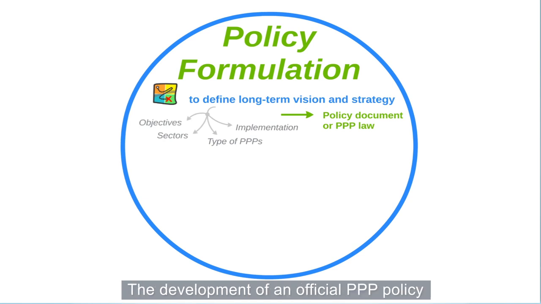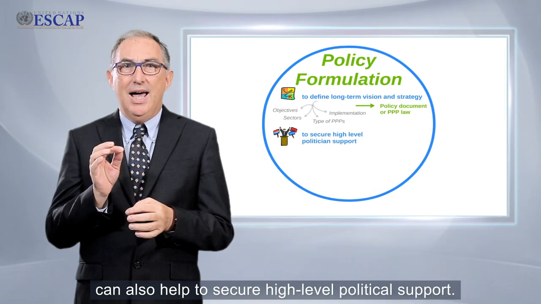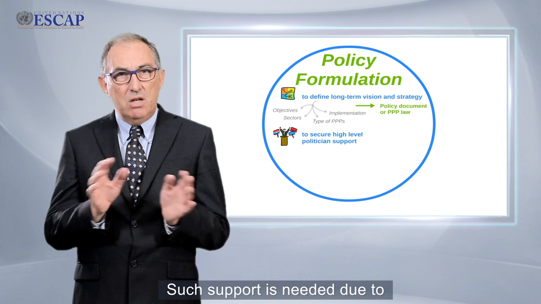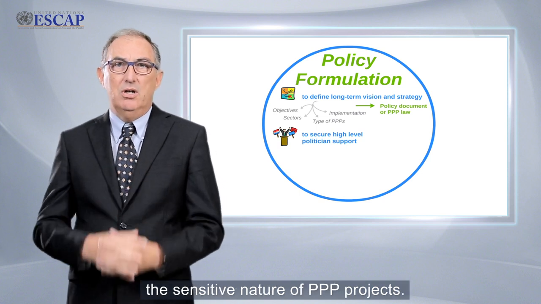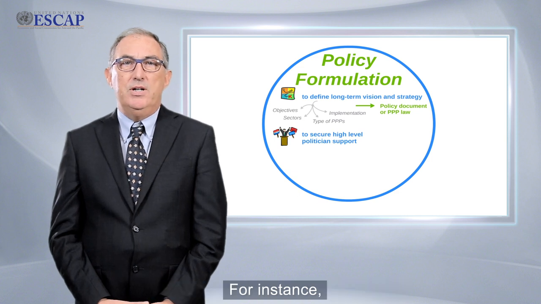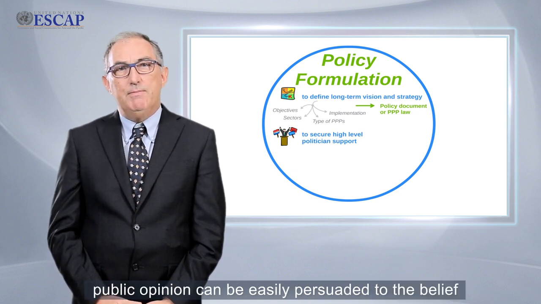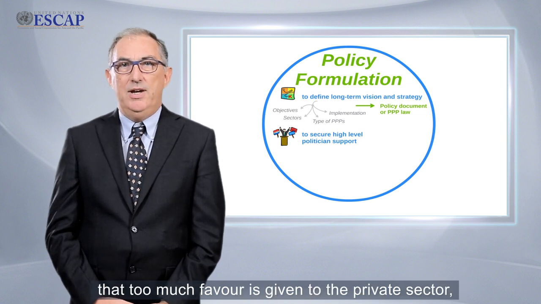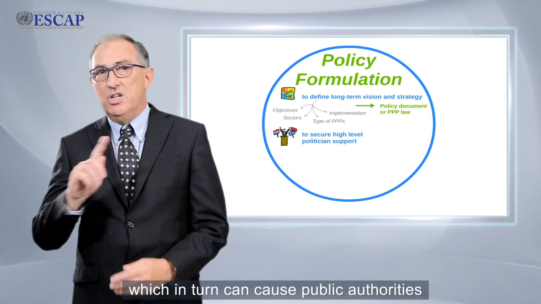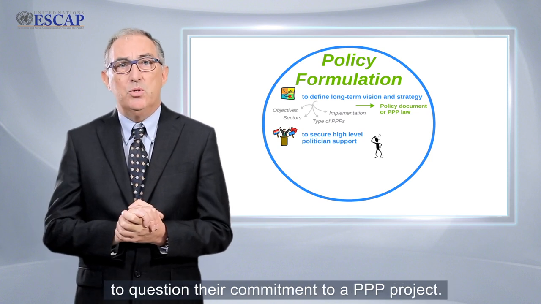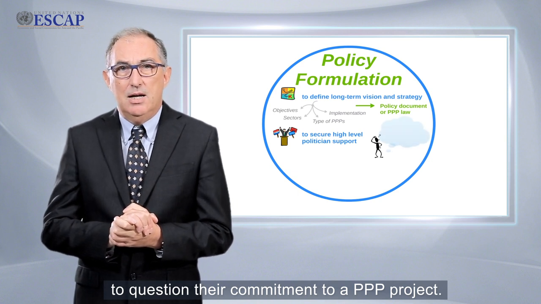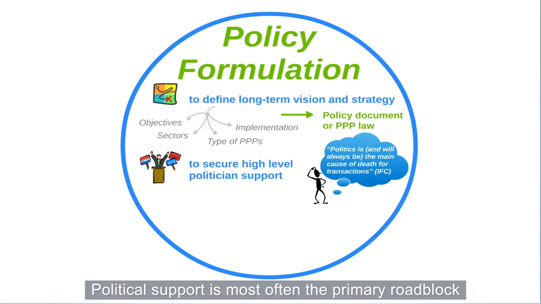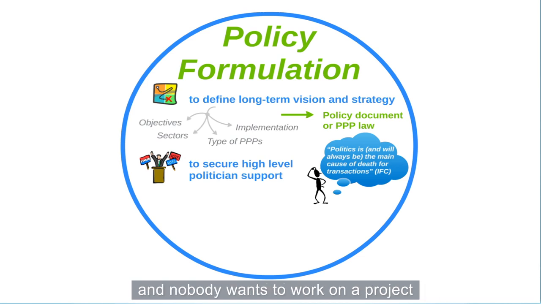The development of an official PPP policy can also help to secure high-level political support. Such support is needed due to the sensitive nature of PPP projects. For instance, public opinion can be easily persuaded to the belief that too much favour is given to the private sector, which in turn can cause public authorities to question their commitment to a PPP project. Political support is most often the primary roadblock to the successful completion of PPP transactions, and nobody wants to work on a project for years only to see a government policy change and remove its support in the middle of a process.